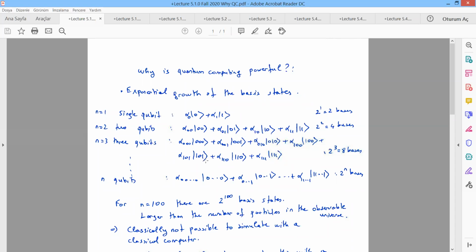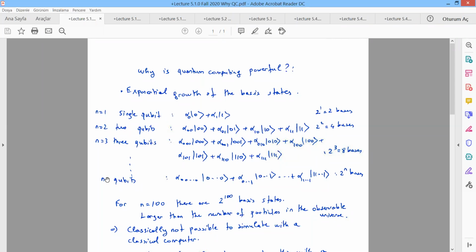If we add another qubit, let's consider a three-qubit system. Now we have 2 to the n, 2 to the 3 equals 8 basis states, which are ket 000, ket 001, ket 010, ket 100, ket 101, ket 110, and ket 111. These basis states constitute also a basis for an eight-dimensional Hilbert space. So the dimension of the space increases exponentially with the number of qubits.